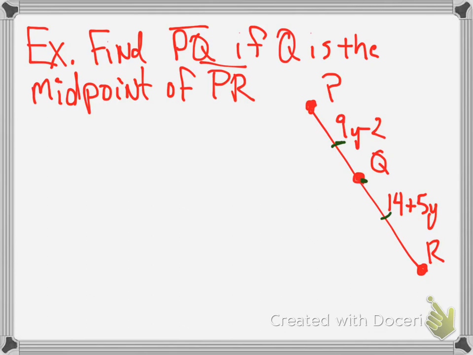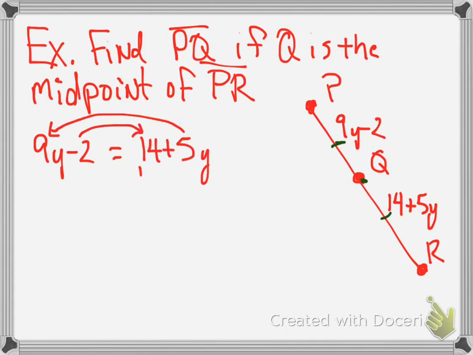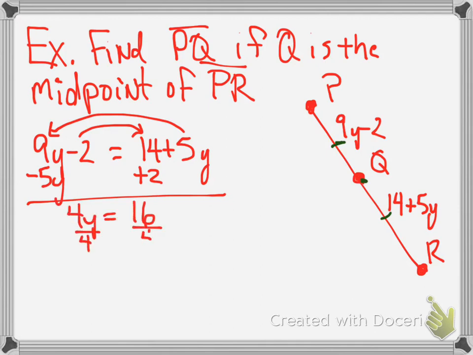So that means that I can set 9y minus 2 equal to 14y plus 5. So I'm going to set those two equal to each other. And just like I always say, I like to do variables to the left, numbers to the right. So 9 minus 14 is negative 5y, and 2 plus 5 is 7. Divide by negative 5 and I get y.